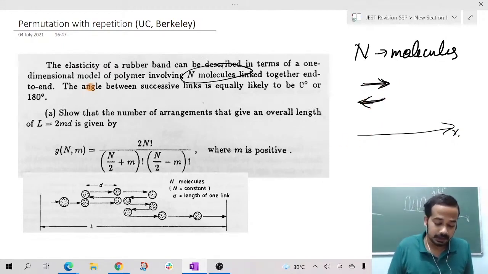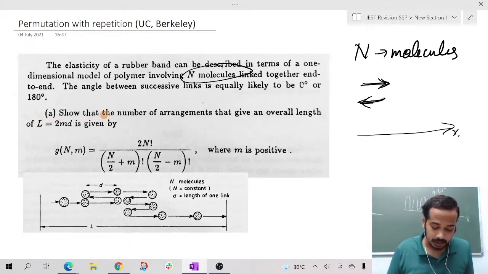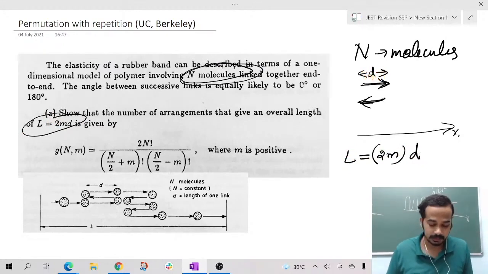But he is talking about the angle between successive links. He is talking about the relative angle, so let me talk about that. Now he is saying there are n molecules like that. The total length is 2m into d, where d is the length of each link. That's what he has given.